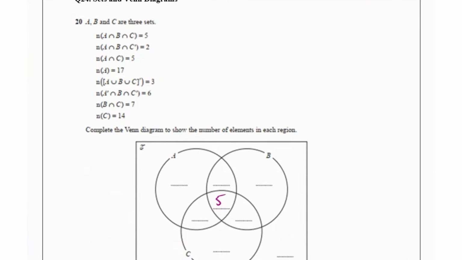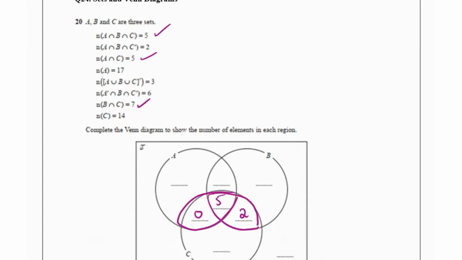Then A intersection C is given as 5. If the intersection between both of them is 5, that means this is 0, because 5 is already a part of that intersection. So we're done with this. Then B intersection C is 7. This is given as 7, which means this will be 2. So we're done with this.